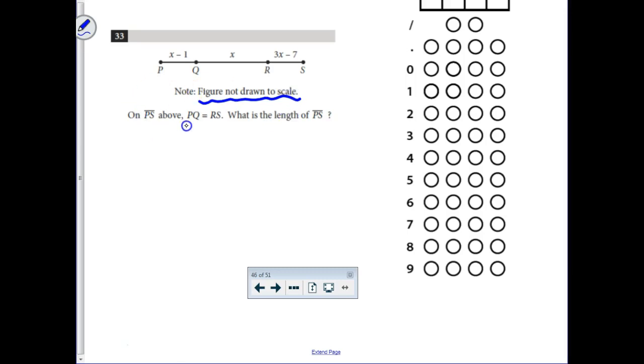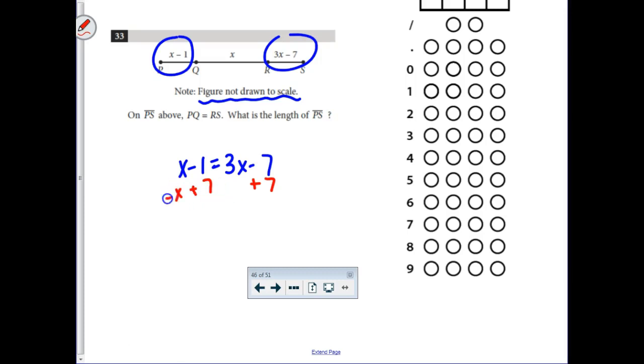Here we go. PQ is equal to RS. So for algebra, that means I should set those equal to each other. And then, of course, I'm going to carefully solve this for x. So let's see, I'm going to add 7. Now notice, I'm doing like the little kid thing you guys used to do. And I'm showing all my algebra moves, which I know, yes, it does slow you down.